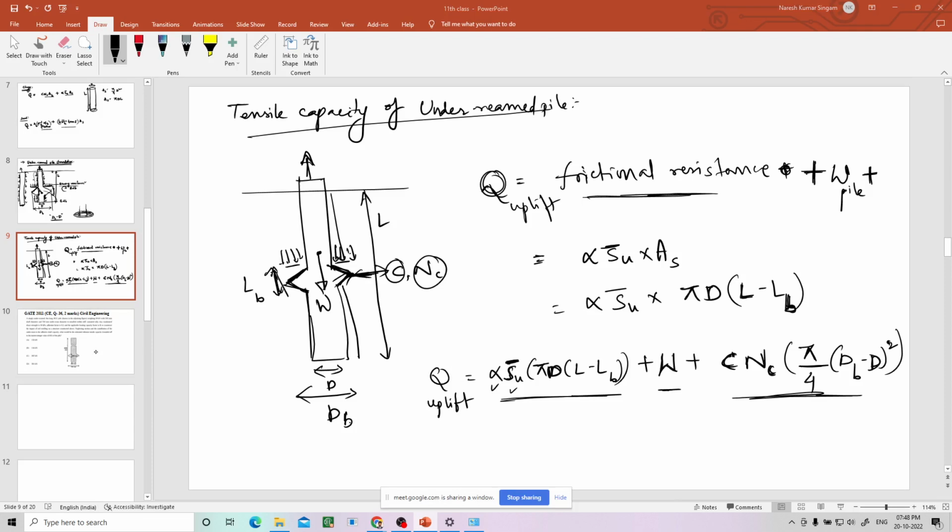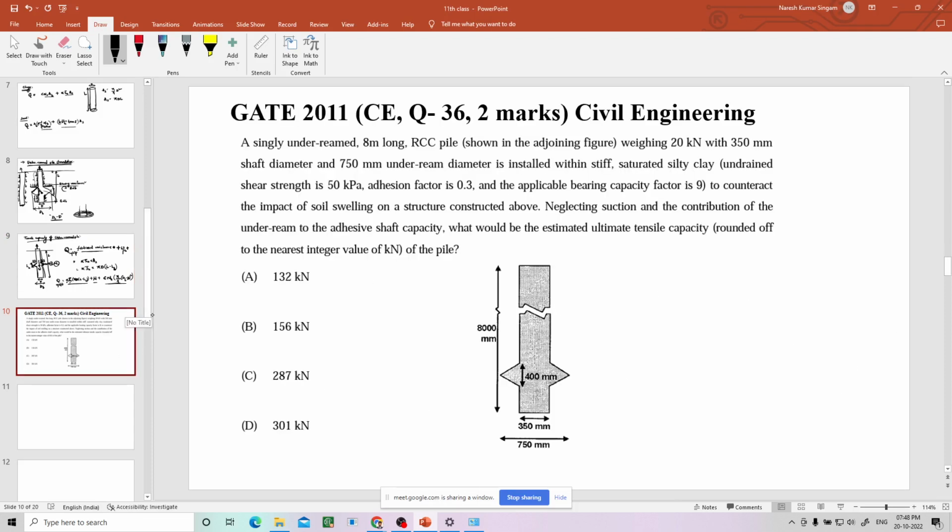So here first we'll read this question. A single underreamed 8-meter long RCC pile, weighing 20 kilonewton, with 350 mm shaft diameter and 750 mm underreamed diameter. Sorry, this is DB, and this is D, and this is L, and this is LB. It is a saturated silty clay. Undrained shear strength is 50. They did not say it is varying, so it is uniform. So you can take average also as 50.